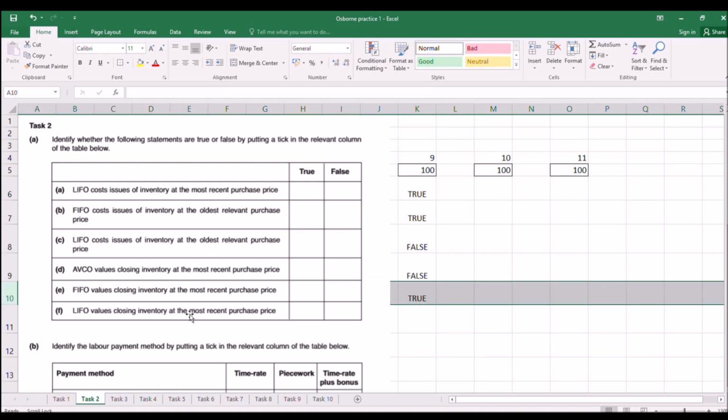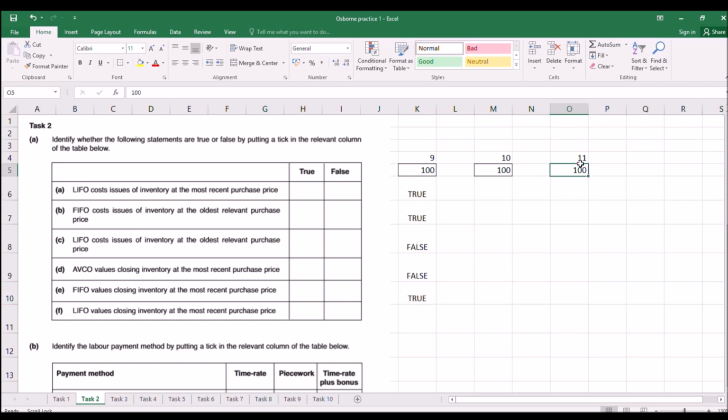LIFO values closing inventory at the most recent price. No, LIFO issues this one first, then this one. So this one's the one that's left over. So LIFO values closing inventory at the oldest purchase price. So that one would be false.